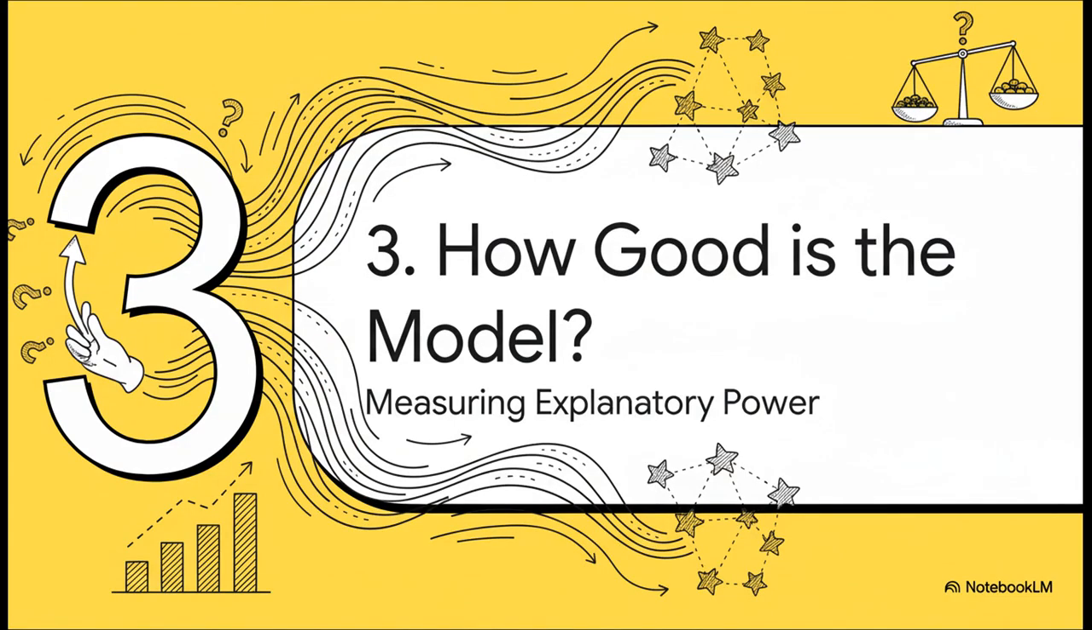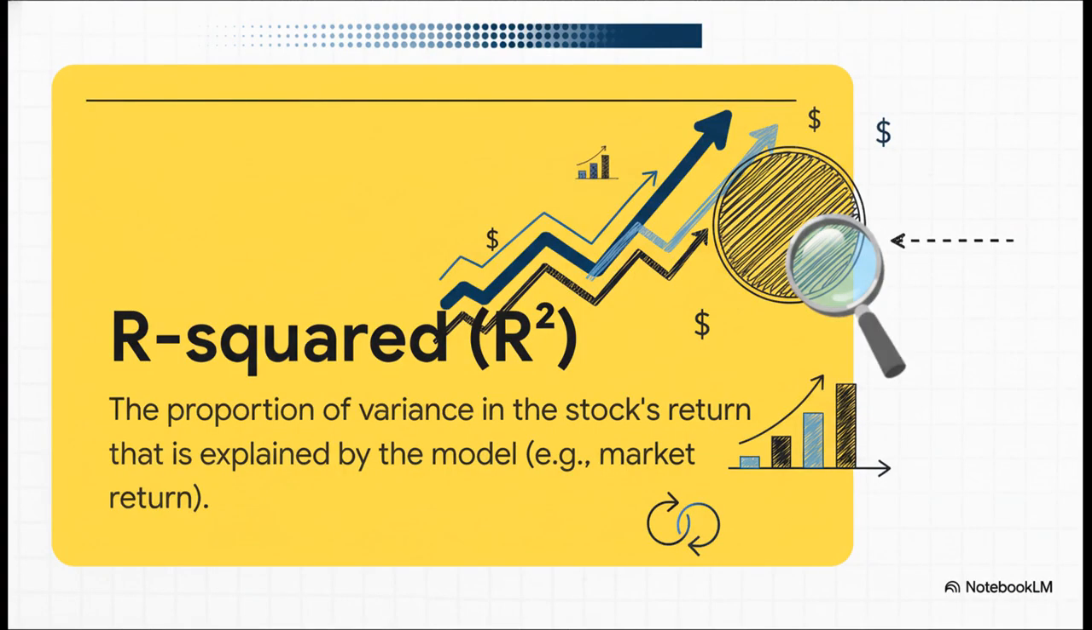Okay, so we've got our alpha, we've got our beta. Great, but how good is our model actually? How much can we really trust these numbers? That's a super important question we have to answer next. And that's where a metric called R² comes in. It's just a number, from 0 to 1, that gives us the answer. It tells you, point blank, what percentage of a stock's moves can be explained by the market's moves. A high R² means the market is pretty much driving the bus.